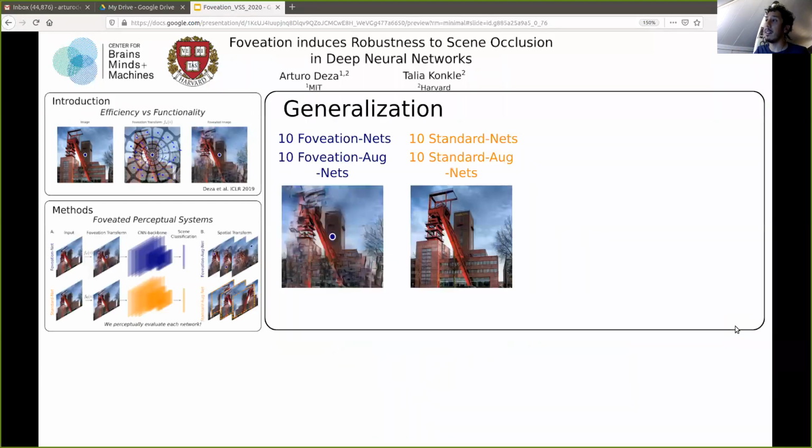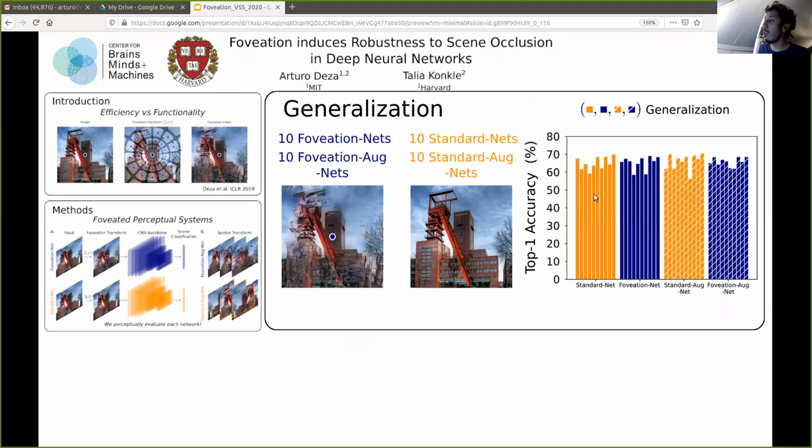What do I mean by that? We're going to train each one of these networks 10 times, randomly initialized from matched noise seeds. And we're going to test the foveated perceptual systems on foveated images and non-foveated perceptual systems on non-foveated images. In doing so, we'll find that their scene classification performance, also known as generalization in machine learning, is all about the same for each one of these 10 noise runs.